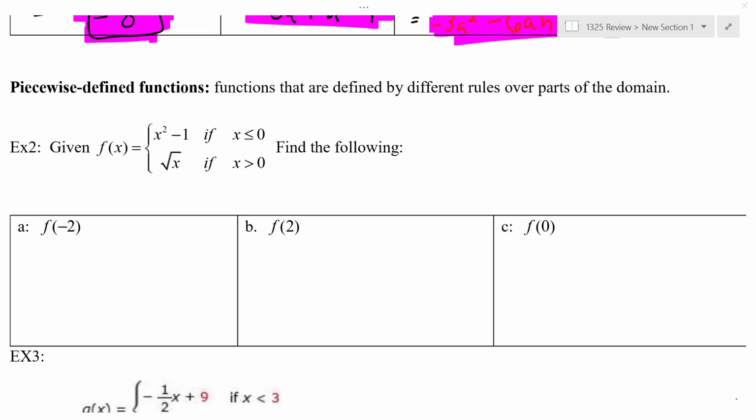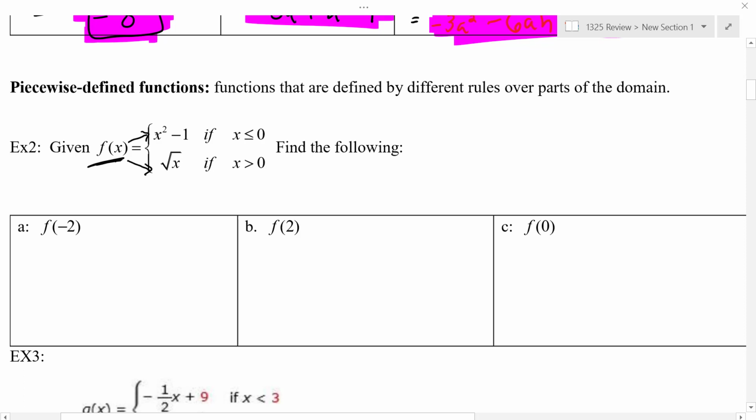The next topic that I want to review is piecewise defined functions. Piecewise defined functions are functions that are defined by different rules over parts of the domain. So here we have the function f of x. We only have one function, but it's defined in two pieces. So there are two equations that represent this one function f.